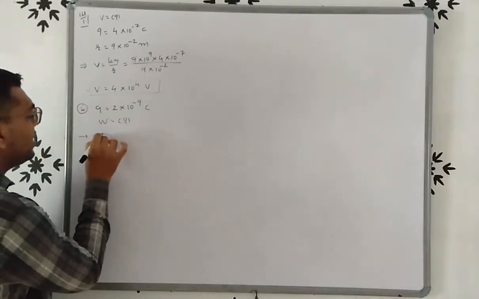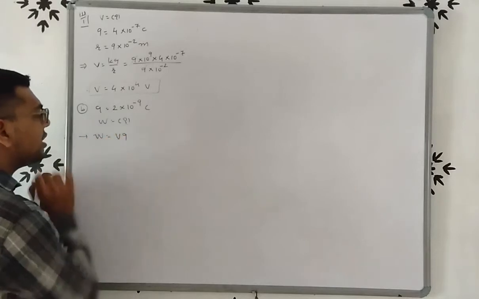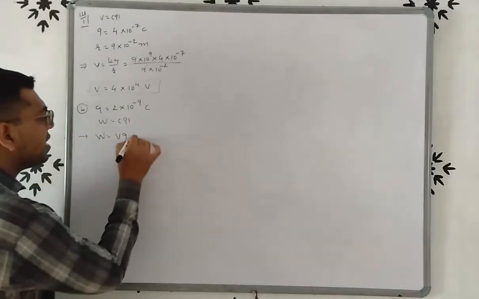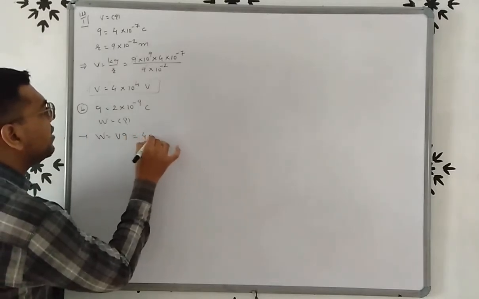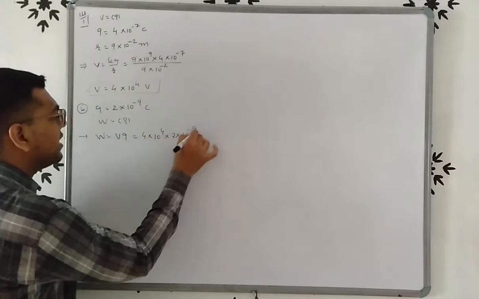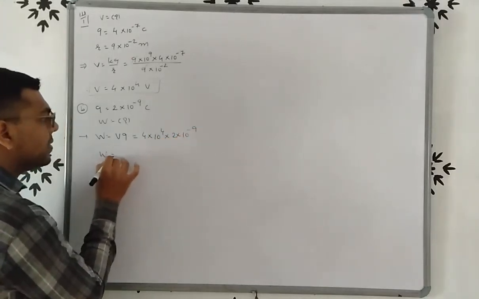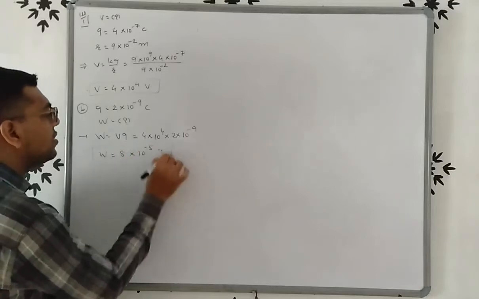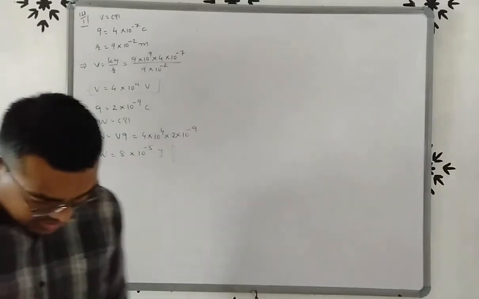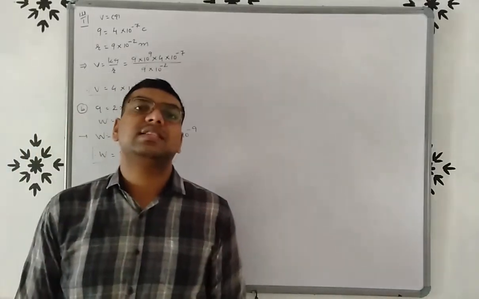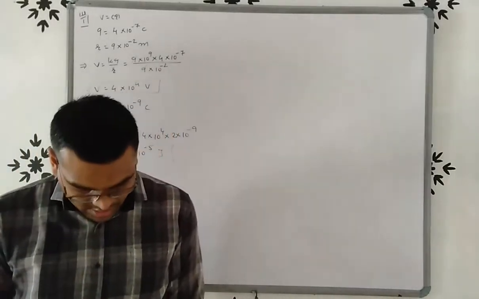So we know the formula W is equals to VQ, right? So we know that work done W is equals to VQ. So value of V 4 into 10 raised to 4, value of charge Q 2 into 10 raised to minus 9. So work done W is equals to 8 into 10 raised to minus 5 joule, right? Now see, does the answer depend on the path? So the answer will be no, right?